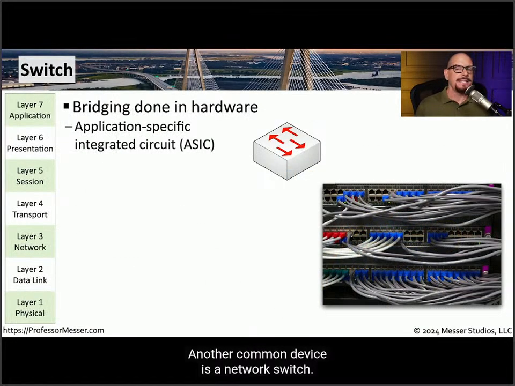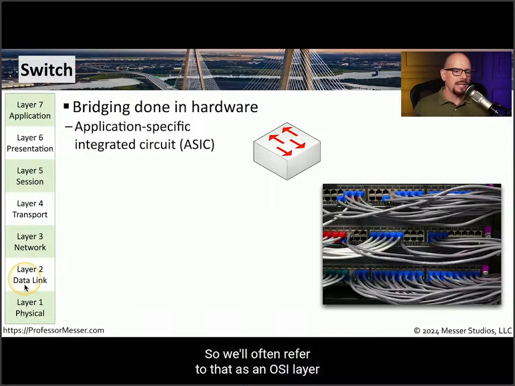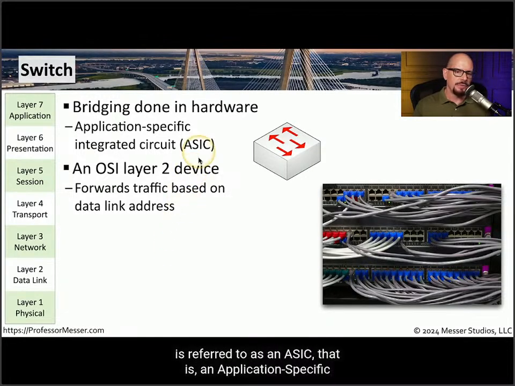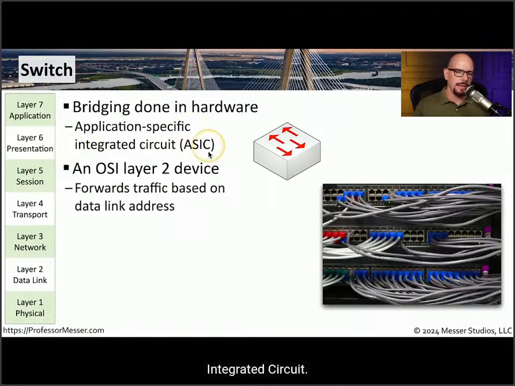Another common device is a network switch. Switches operate at the MAC address layer to be able to forward traffic, so we'll often refer to that as an OSI Layer 2 or data link device. These operate mostly in hardware. The hardware inside of these devices is referred to as an ASIC, that is an application-specific integrated circuit.